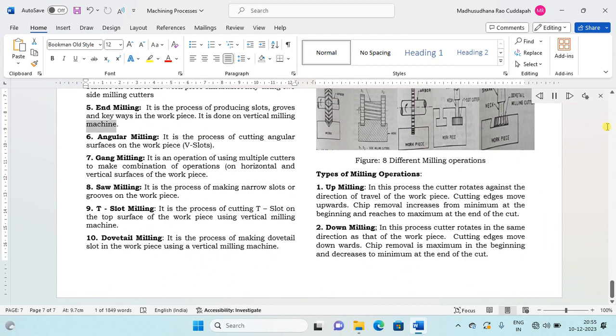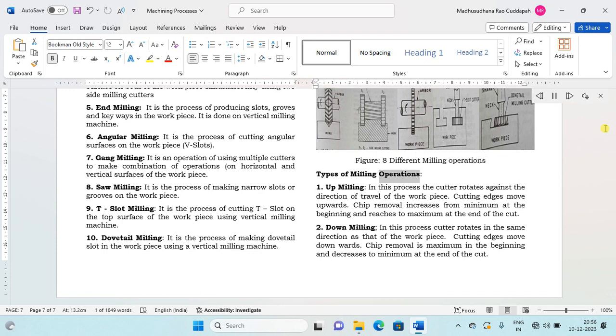It is done on a vertical milling machine. 6. Angular milling, the process of cutting angular surfaces on the workpiece, V-slots. 7. Gang milling, an operation of using multiple cutters to make a combination of operations on horizontal and vertical surfaces of the workpiece. 8. Saw milling, the process of making narrow slots or grooves on the workpiece. 9. T-slot milling, the process of cutting a T-slot on the top surface of the workpiece using a vertical milling machine. 10. Dovetail milling, the process of making a dovetail slot in the workpiece using a vertical milling machine. Figure 8. Different milling operations.